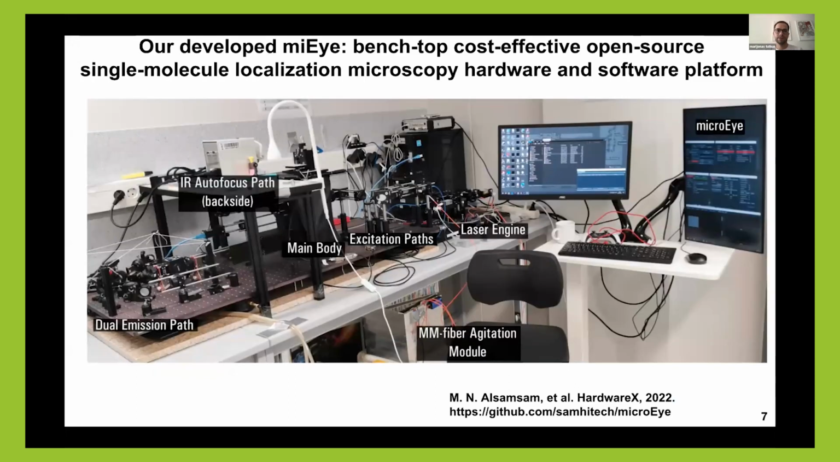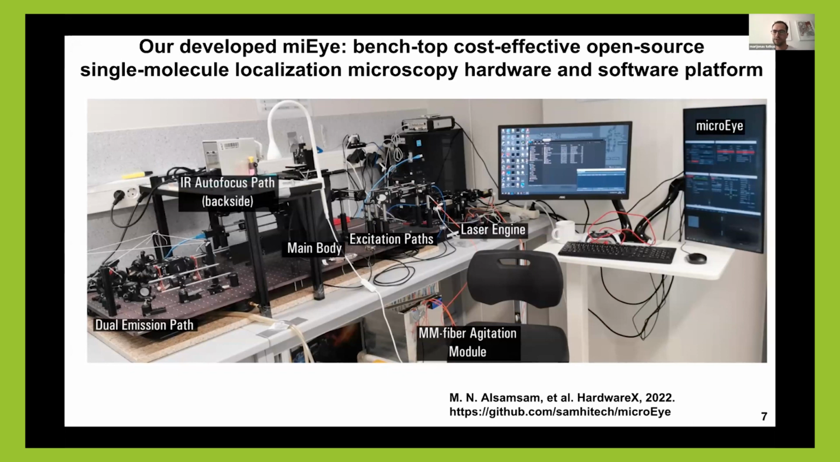So here we are going to our miEye microscope, and we have our microscope, which is a box of aluminum, CNC milled. We call it main body, and the objective is standing on this CNC milled body. Then we have excitation paths on the right-hand side and the emission path on the left-hand side, and we have our own laser engine that is coupled through optical fibers to our setup. And we have our miCroEye solution on the computer, obviously, which is controlling this microscope, collecting data, and we can visualize the data in real time once it's collected.